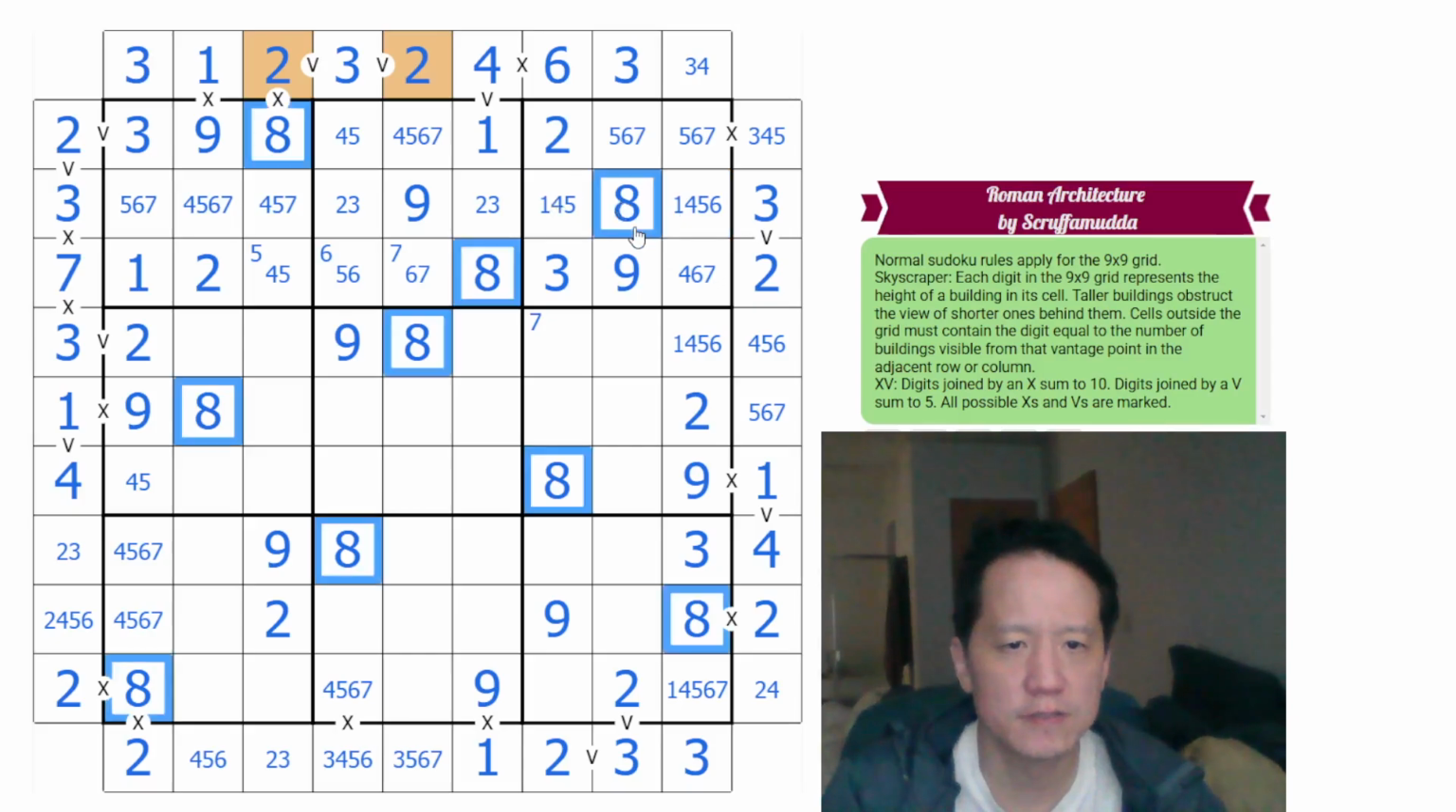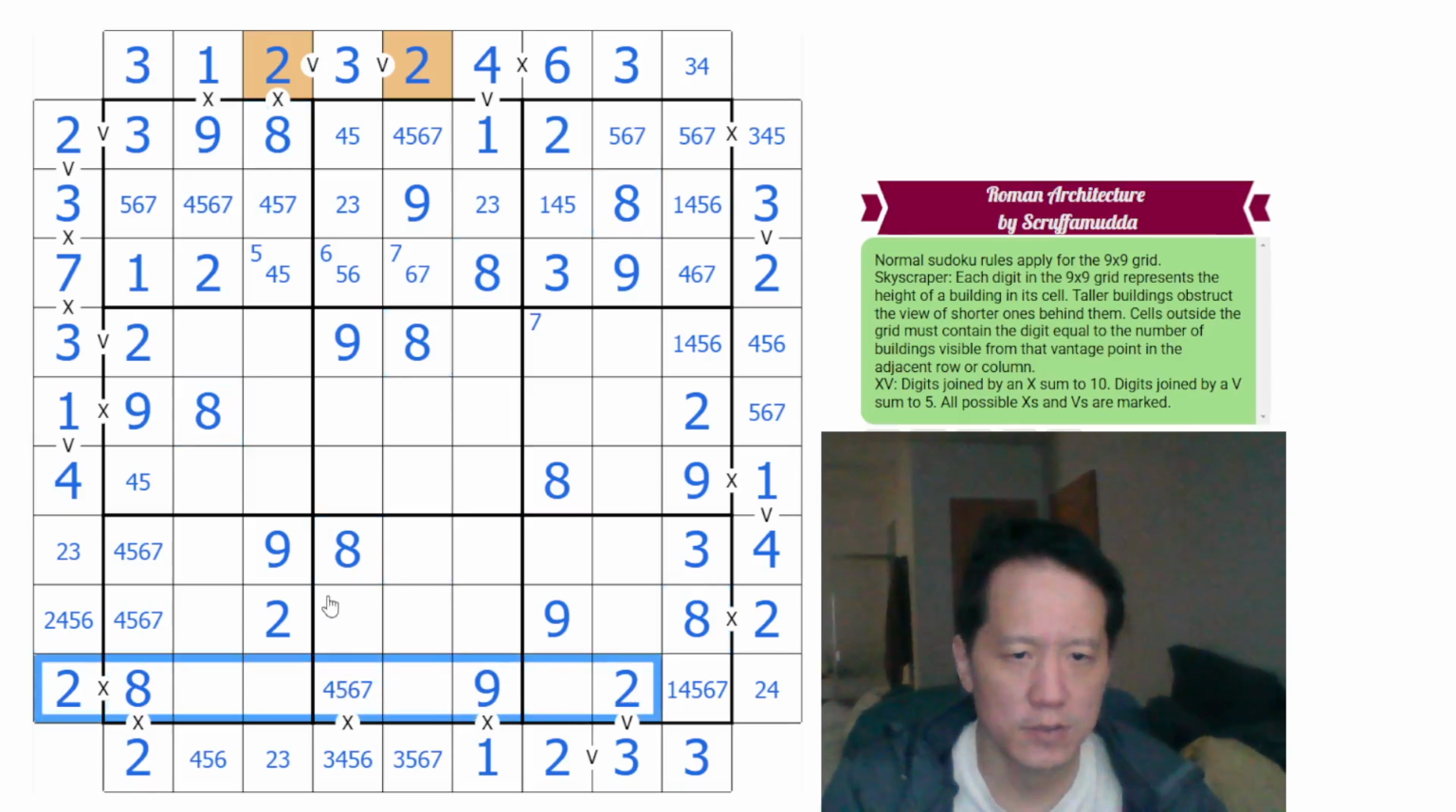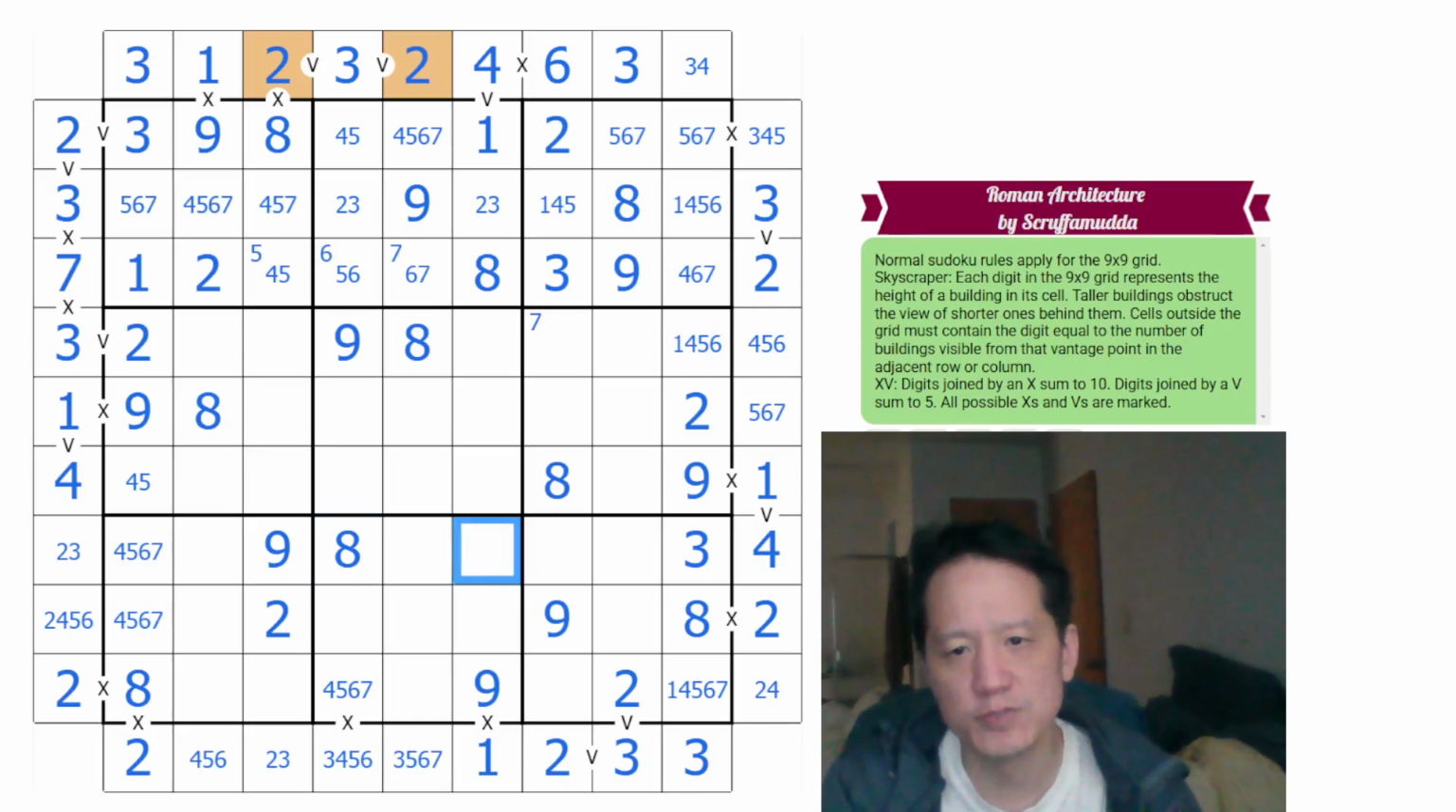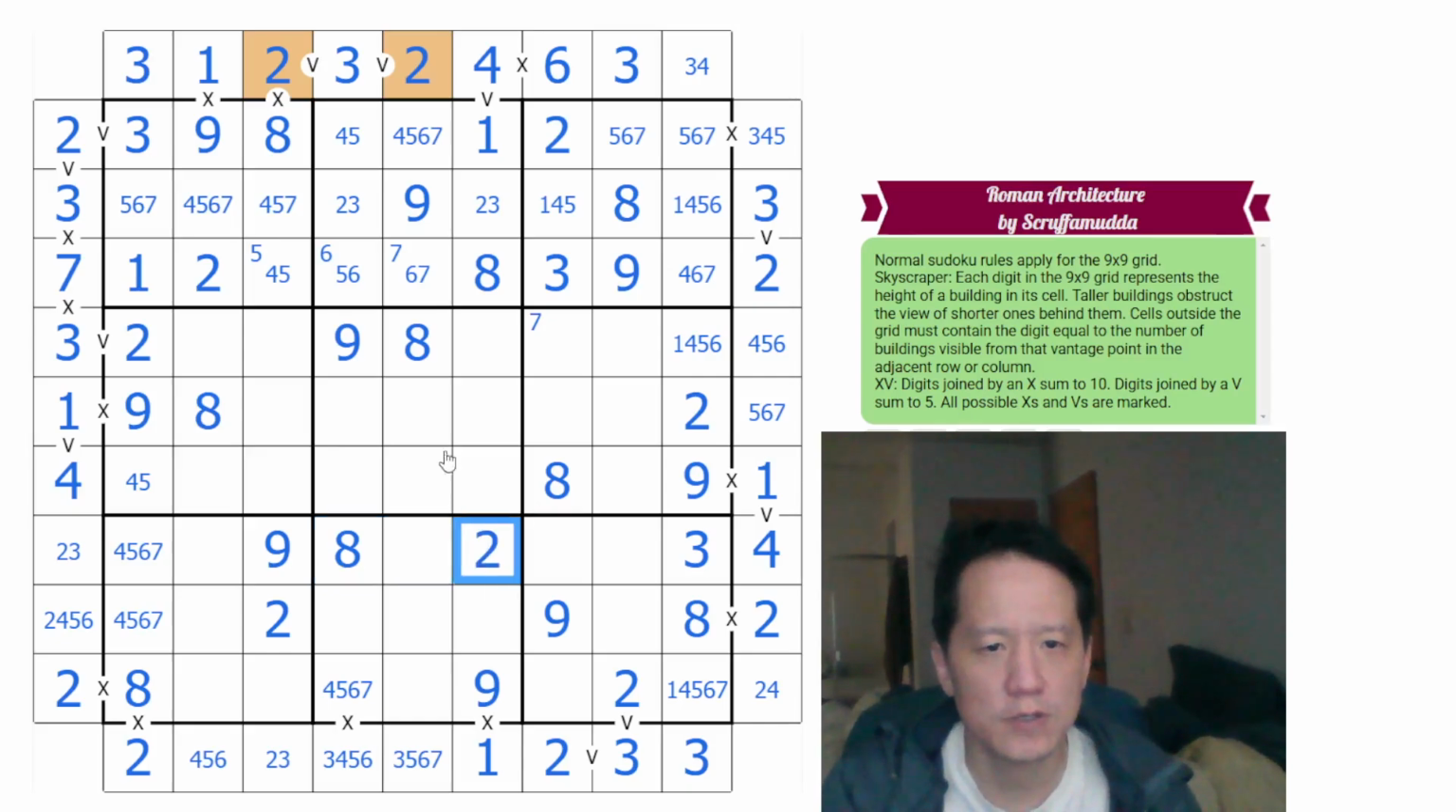This is 8. The 2, where can the 2 be? 2 cannot be here, because that would add up to 10. So this must be 2. 2 cannot be here or here or here or here. So this must be 2, which makes this a 3. This is a 2. One of these is a 1. I'm not sure which.